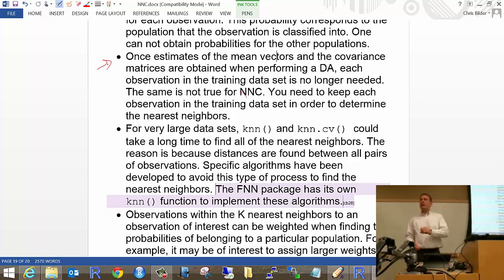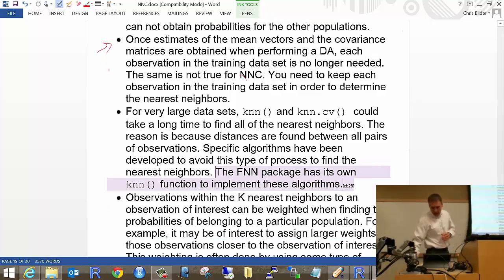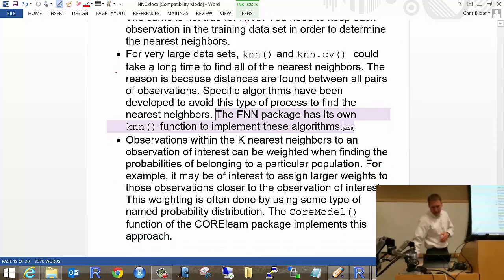With nearest neighbor methods though, you need the whole data set still. Because you are still looking for the distances from a new observation, maybe a new field goal that you're thinking about attempting, and you still need to compare that to all the previous observations in your original training data set. So you can't throw away that training data. Whereas with discriminant analysis, once you get the mean vectors and the covariance matrices, you throw out the data. You don't need it. Just an interesting note about that.